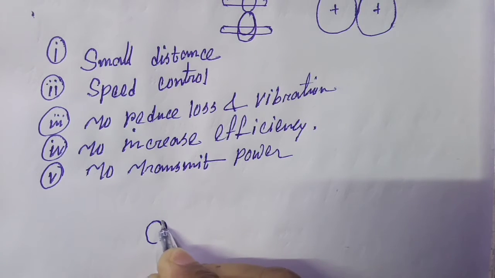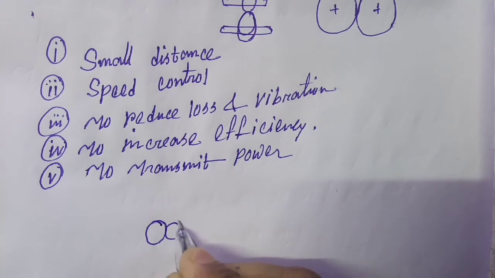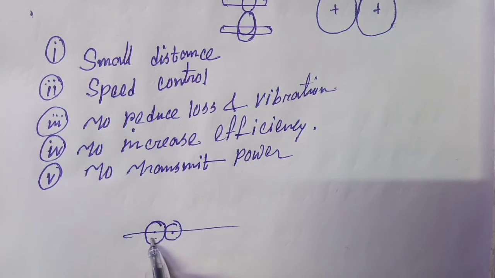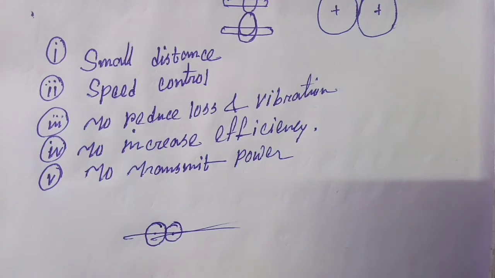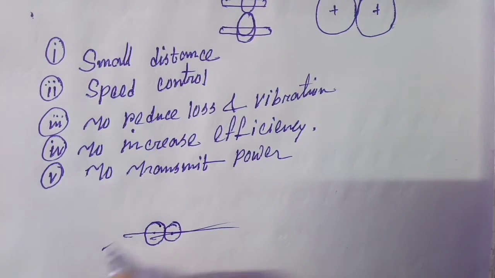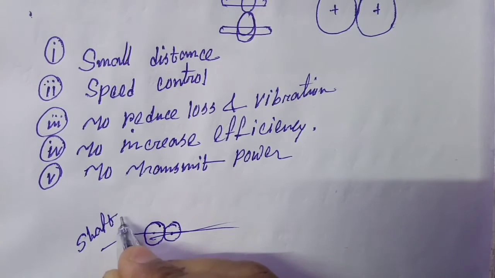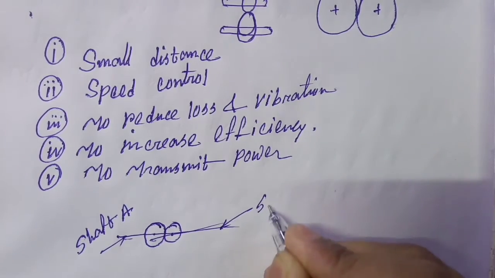So this is the driver gear and this is the driven gear. This is the driver gear and this is also the driven gear. This is shaft A and this is shaft B.